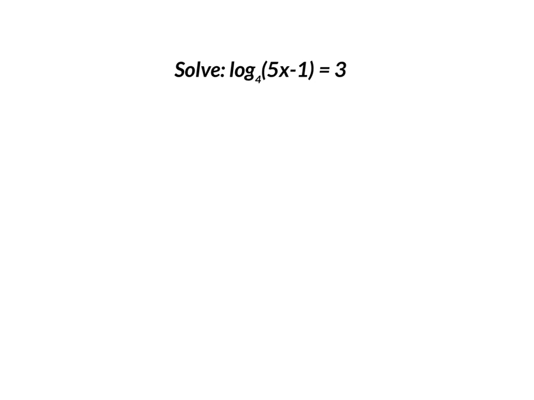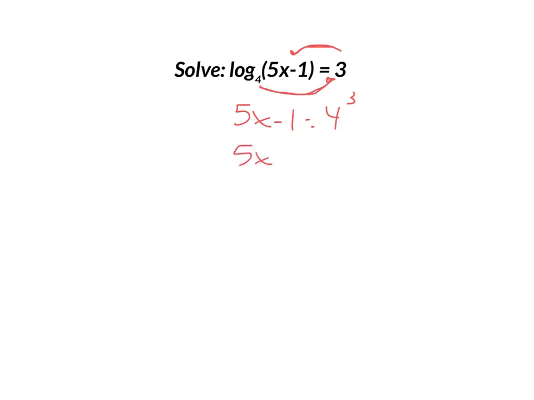All right, this one, what if you just have one log? If you just have one log, you've got to remember how to work out a log. And what you do, remember, is you do the base to that power equals that. Base 4 to the third power equals 5x minus 1. So that's what I'm going to write. I'm going to write 5x minus 1 equals 4 to the third power.